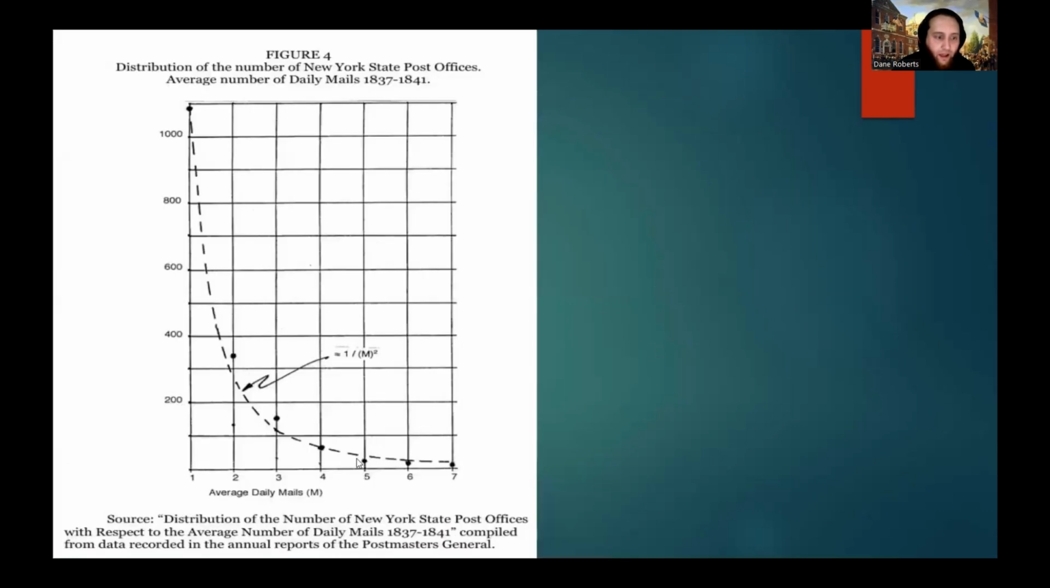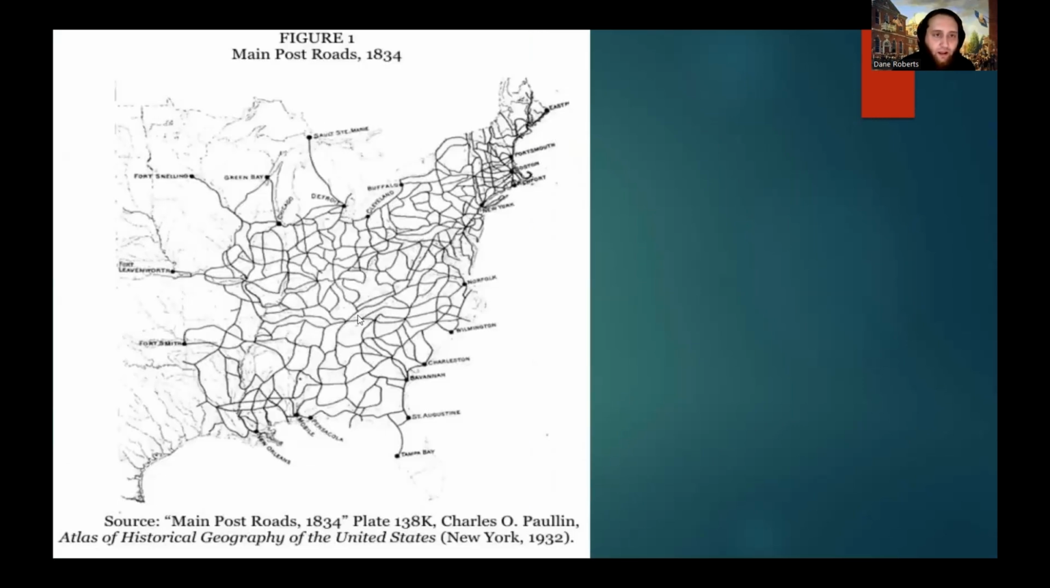And here is, again, that graph showing the distribution of New York post offices with respect to the average number of daily mail between 1837 and 1841 CE. And here is a map of all the post roads in the United States during the Jacksonian era.